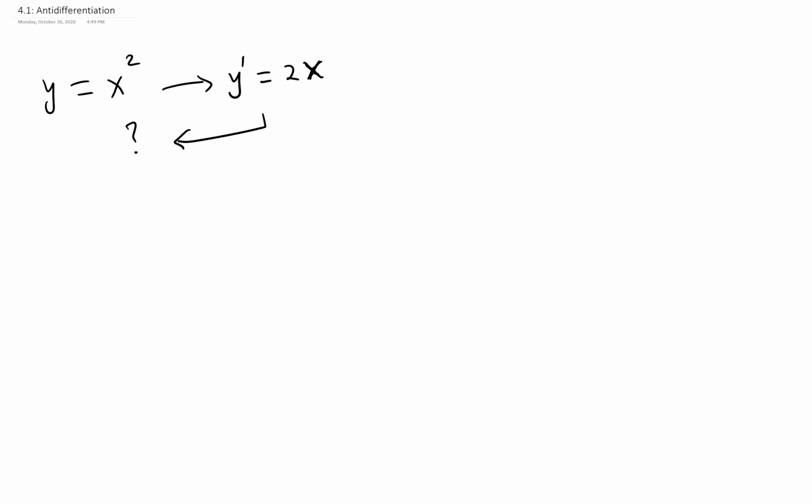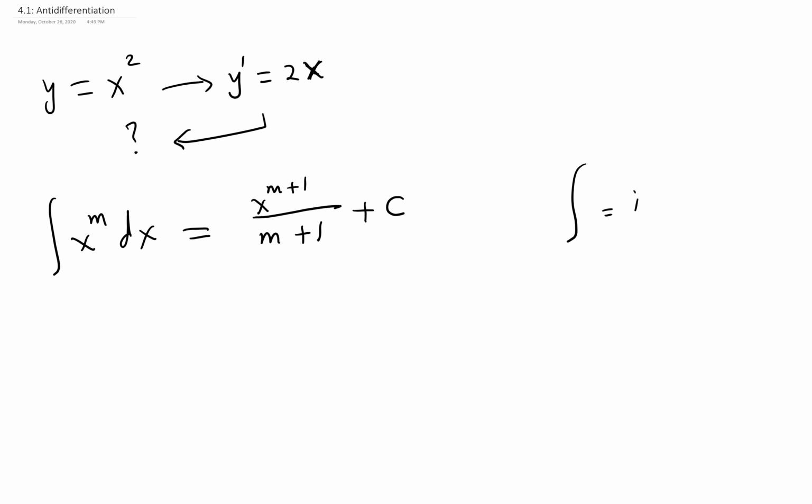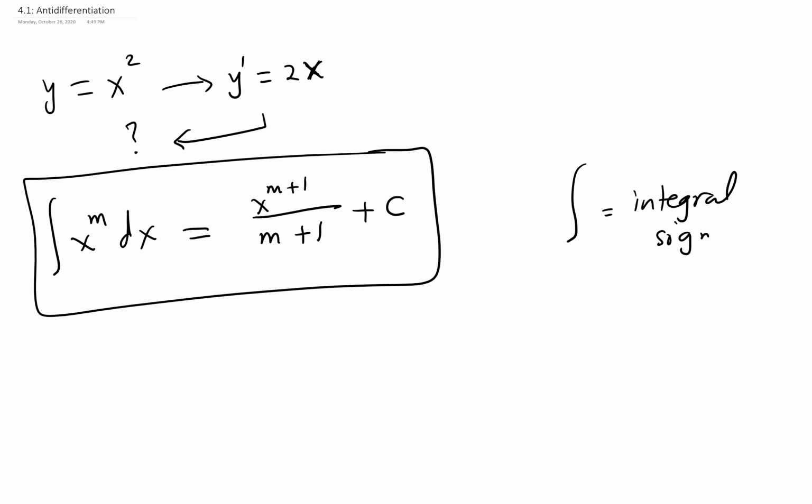To do this, we introduce this symbol called the integral sign, the integral of x to the m dx. This is an integral sign, a stretched S. The formula is defined as x to the m plus 1 over m plus 1, plus c. So you say the integral of x to the m dx. The formula says you add 1 to the exponent and divide by the same number.